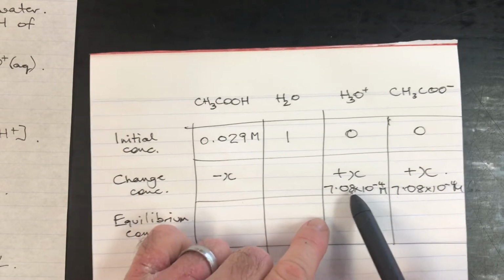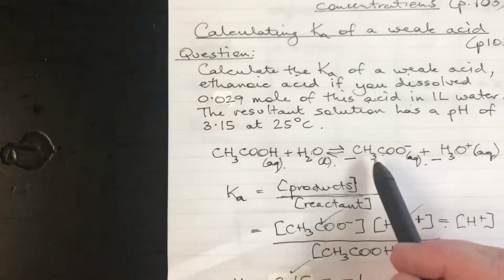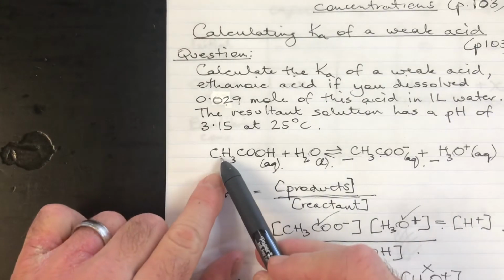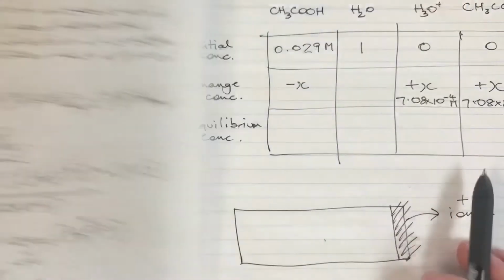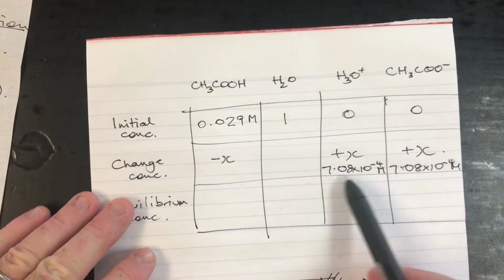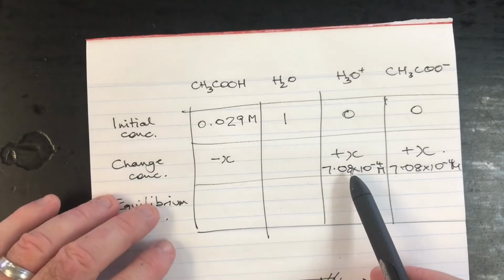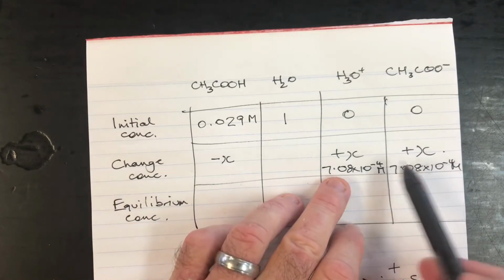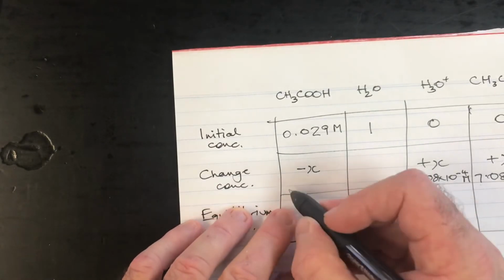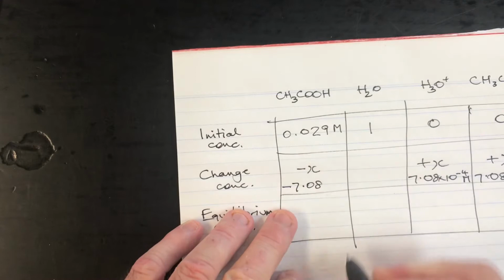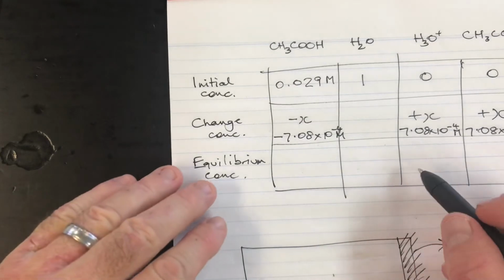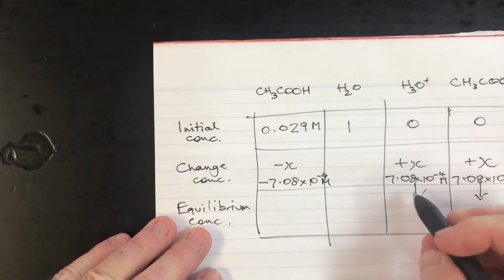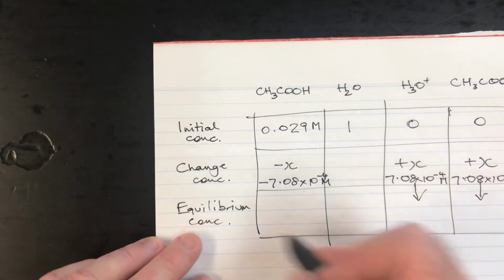So from the balanced equation, 1 mole of ethanoic acid produces equal moles of the product. So if you're getting that molarity of product forming, it must be that same amount, times 10 to the negative 4 molar. Okay, so we know, by the way, that that same molarity is the equilibrium concentration.